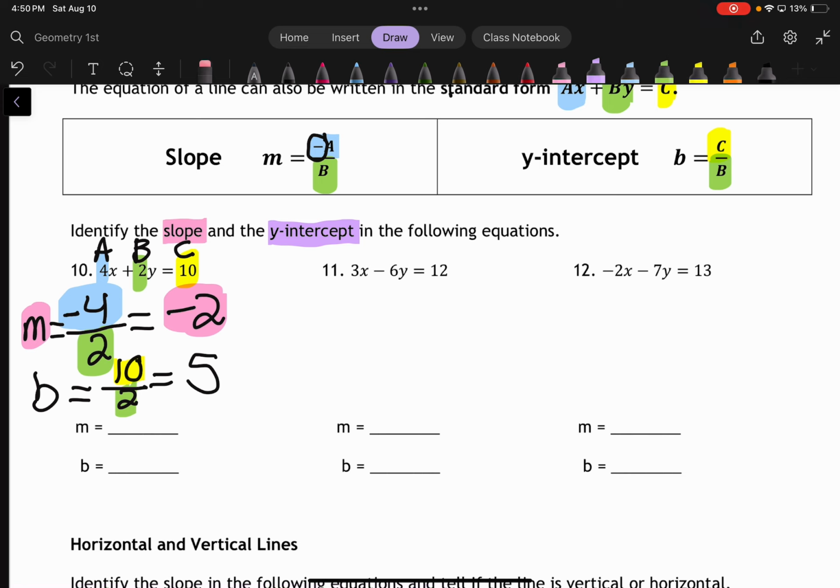So let me go ahead and write that in here. My b is 5. My m is -2.